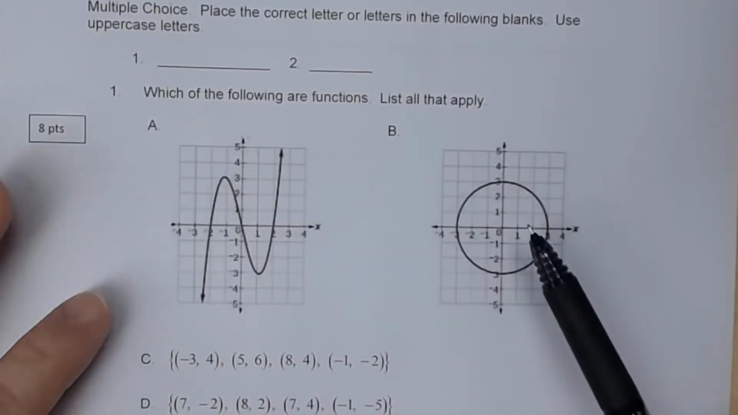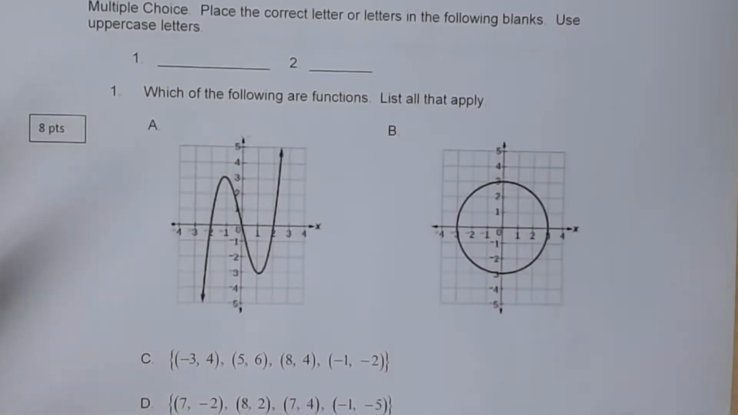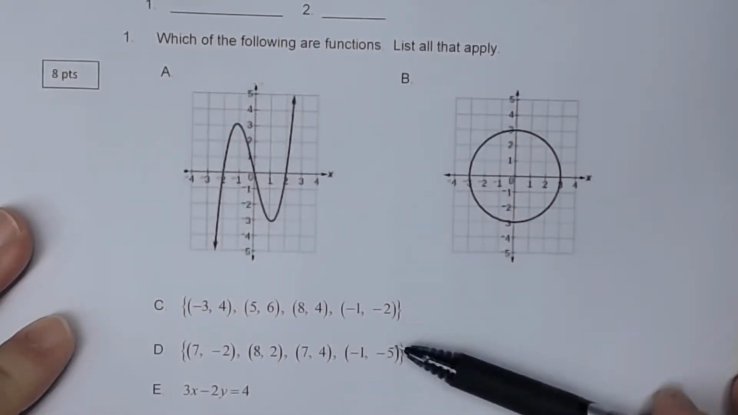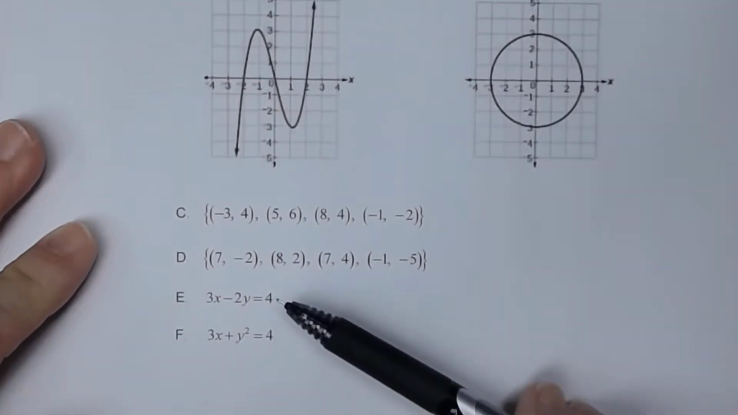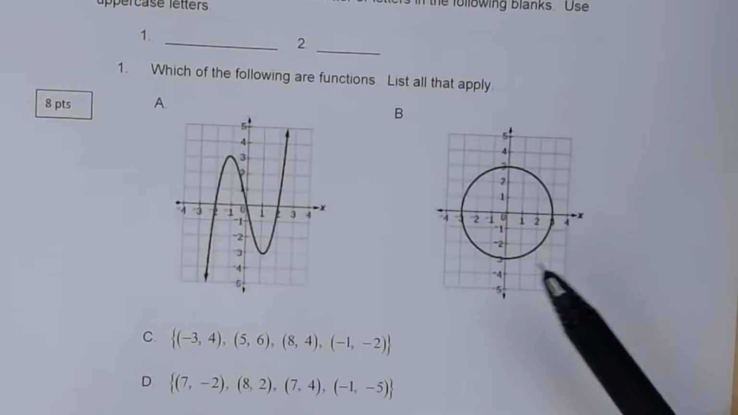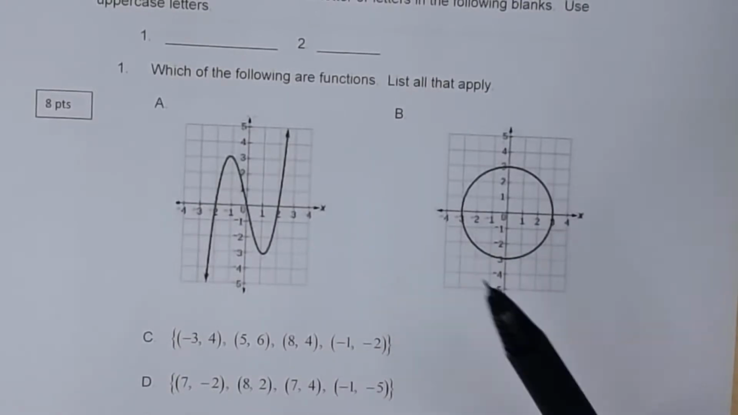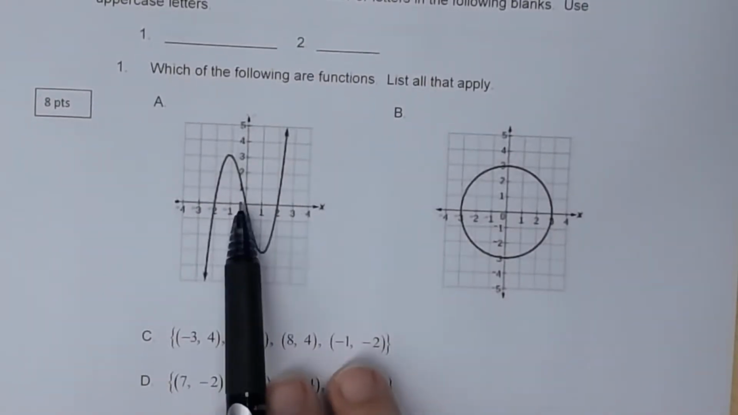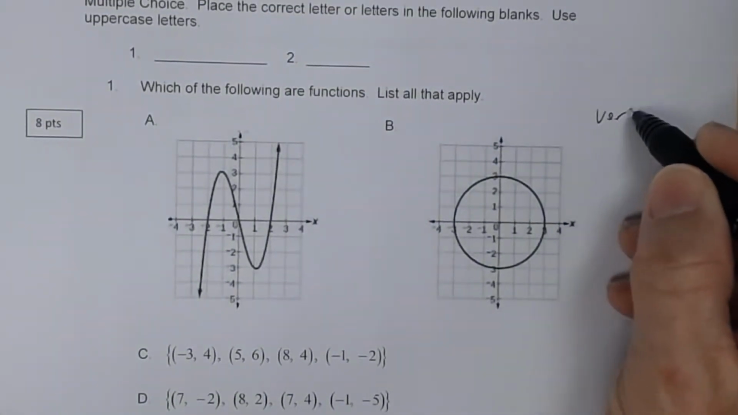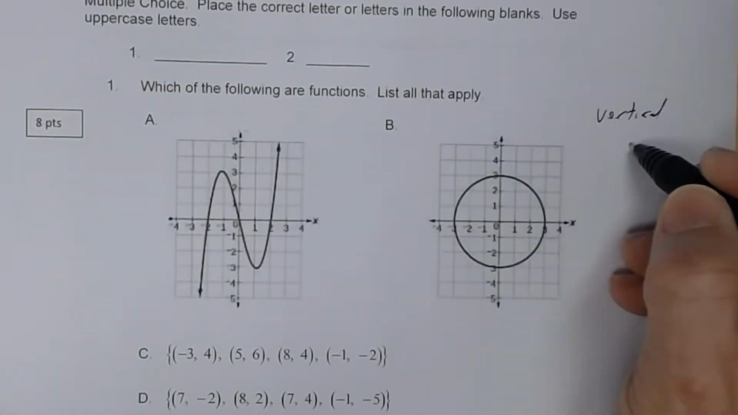All right, so you have two graphs of relations, and then you have a set of ordered pairs, and then you have two equations. You need to determine which one of these represented a function. Okay, in letters A and B, you could have used a vertical line test to determine that.